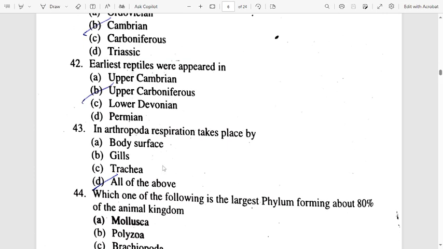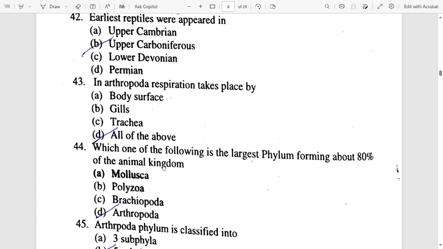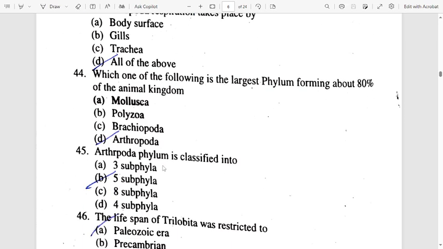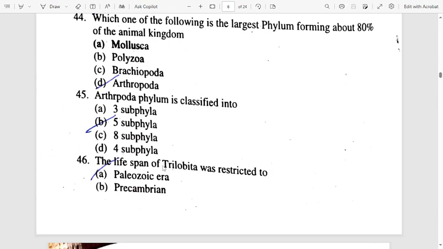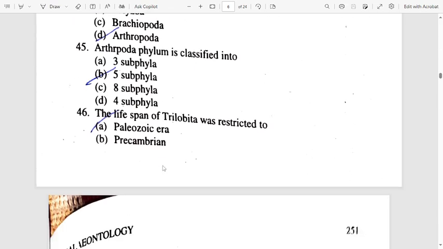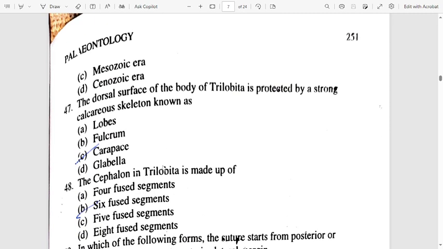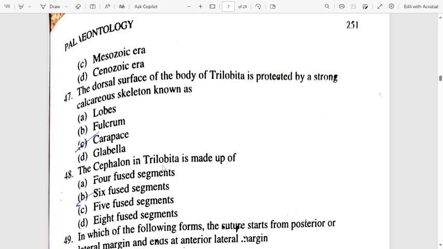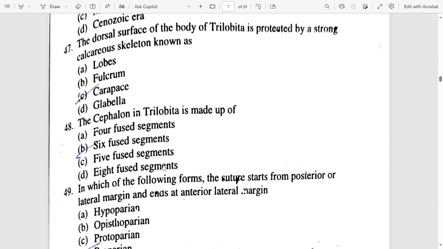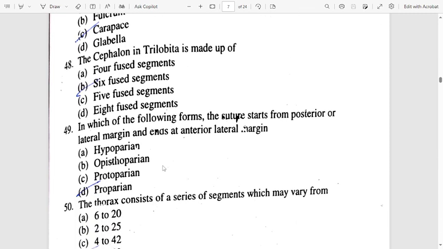Which one of the following is the largest phylum, forming about 80% of the animal kingdom? Arthropoda. Phylum Arthropoda is classified into 5 subphyla. The time span of Trilobita was restricted to Paleozoic era. The dorsal surface of the body of Trilobita is protected by a strong calcareous skeleton known as carapace. The cephalon in Trilobita is made up of 6 fused segments.